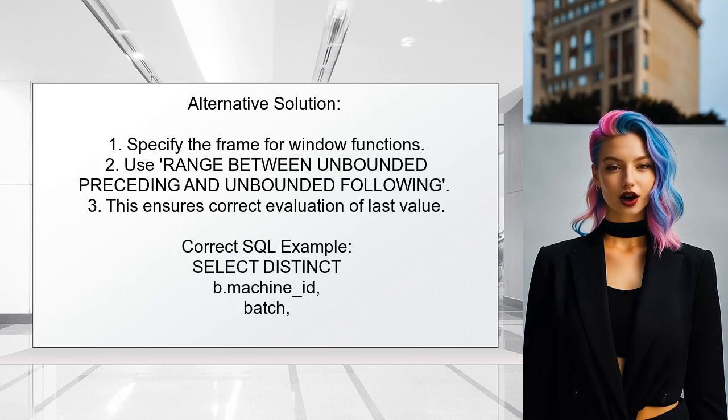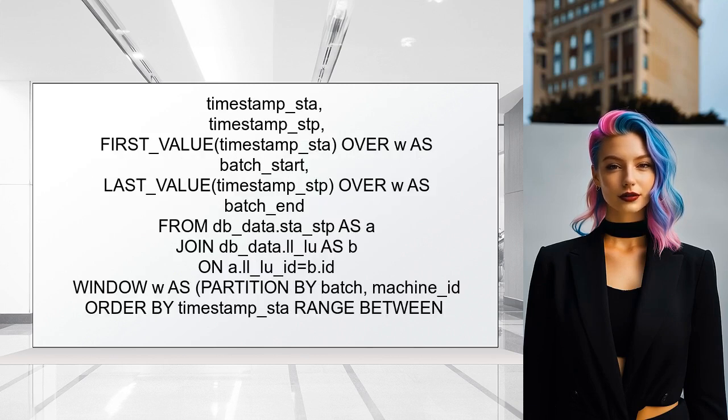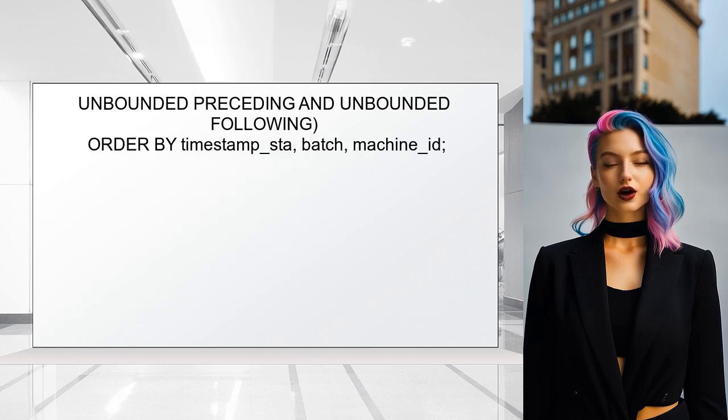They explain that the frame can be defined using either range or rows mode. By default, the frame ends at the current row, which can lead to incorrect results. To get the correct last value, they suggest modifying the SQL query to include range between unbounded preceding and unbounded following. This ensures that the last value is evaluated over the entire partition.